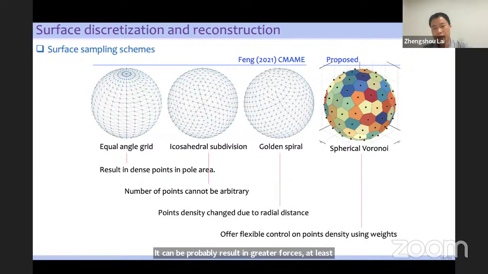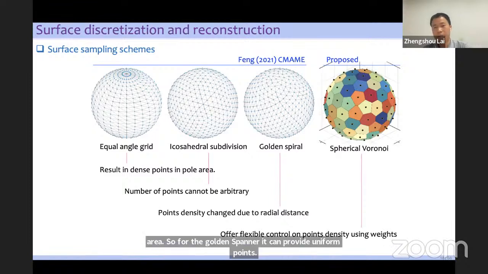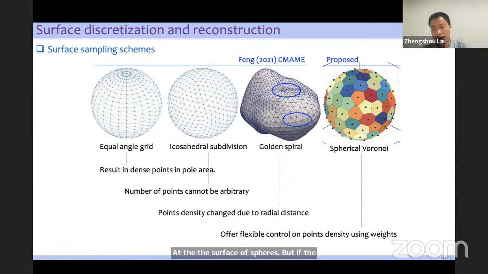The golden spiral can provide uniform points on the surface of spheres, but if the particle is irregular, due to the projection, the area close to the center of the particle will be sampled with more points. And the area far from the center will be sampled with fewer points. So the uneven distribution of surface points will result in uneven contact forces.